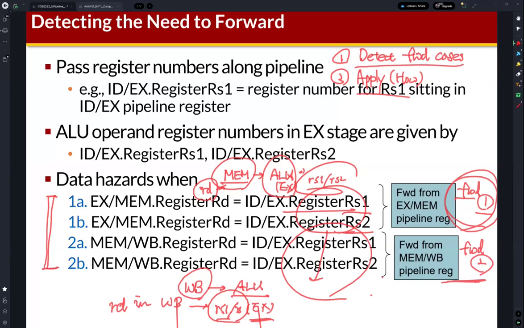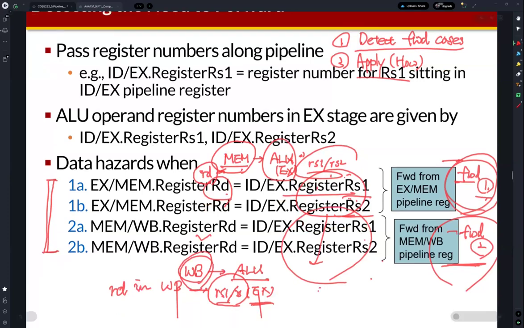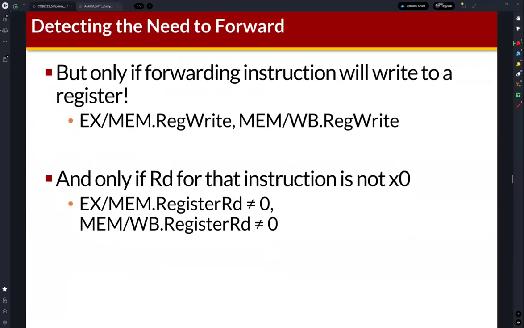So in order to detect forwarding case 1 and forwarding case 2, we need to compare the RD in the memory stage and RS1 or RS2 in the EX stage for forwarding case 1. And then for forwarding case 2, we can just compare the RD in the write back stage with RS1 or RS2 in the EX stage, right? Do you understand? So this is the case, but we need to also think about the corner case, right?